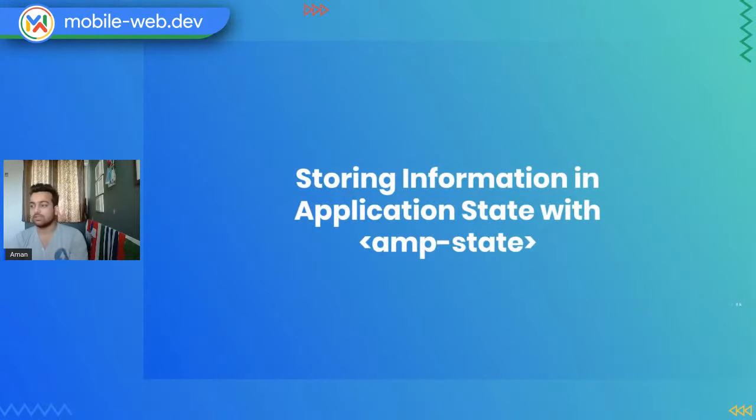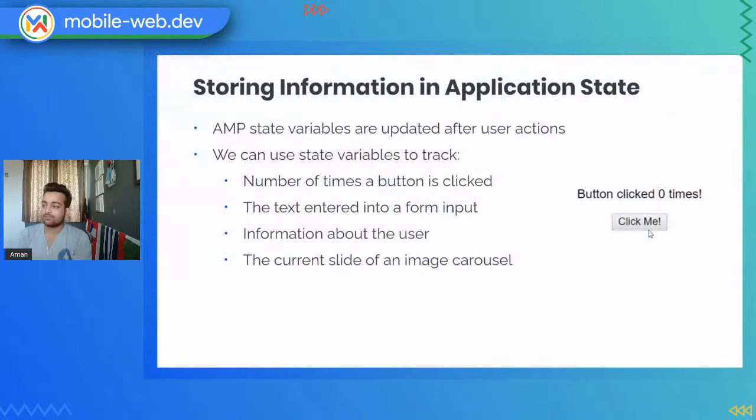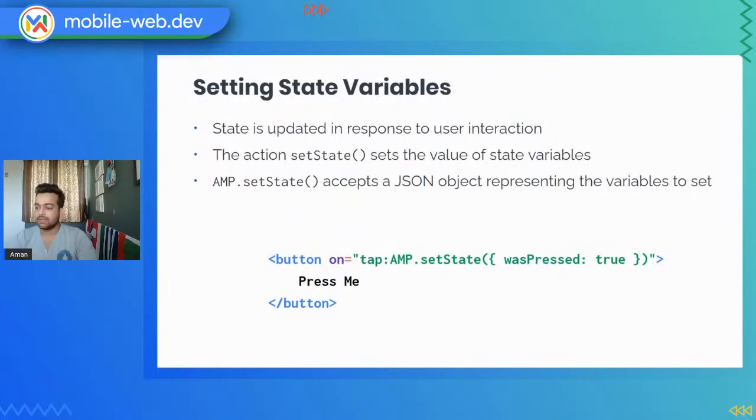Firstly, we'll look into amp state, which is the way of storing information in an application. Now imagine a scenario where you are using an effect like this, a click me button, and you need a variable which should have a starting value, and every time you click this button, the value increases. This is a classic example of how a state variable works, and this is the code implementation. We have created a button, and on the button we have a tap, and the AMP.setState was pressed true. This is the state that we are setting.